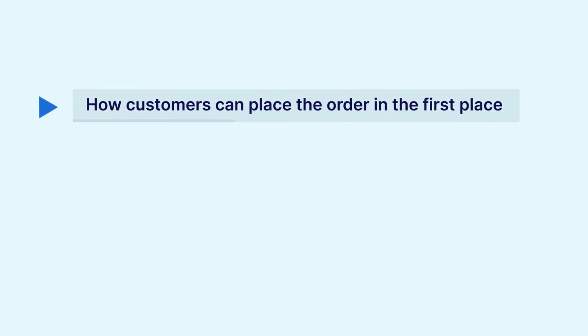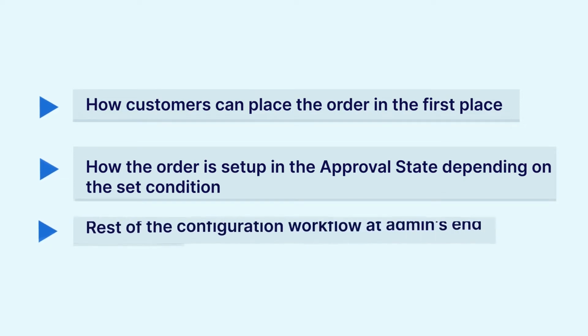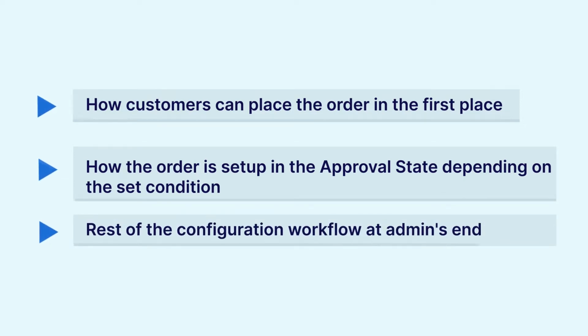So in today's video tutorial, we'll be checking out the customers and how the customers would be able to place the orders and how the particular order would be set up in the approval state, or the pending approval state, and we'll be seeing the rest of the workflow at the admin's end as well.